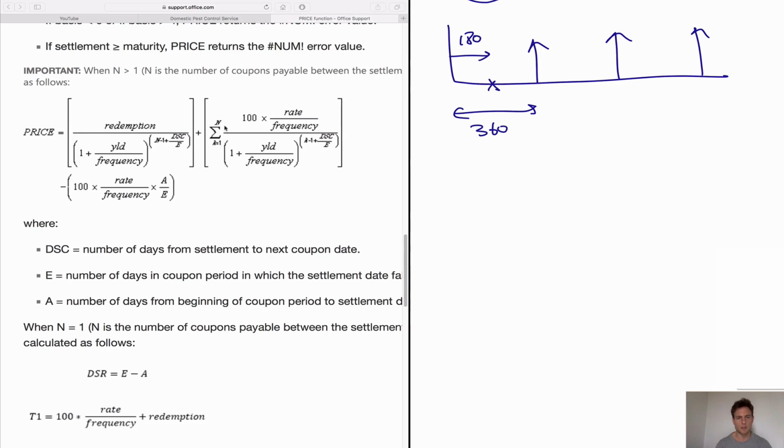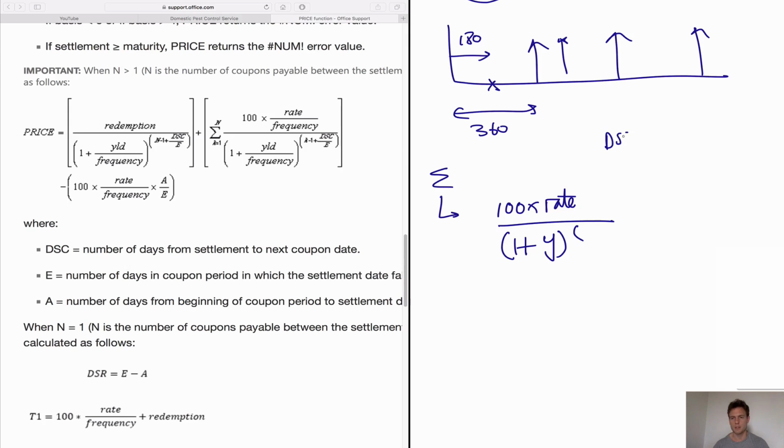So for the first cash flow, this is a sum, right? Sum of all the cash flows. So let's take the first cash flow. So basically K equals 1, right? So we're basically saying the first cash flow is going to be basically 100 times the rate, right? This basically gives us the actual amount that the bond is paying, right? Divided by, and again, this is the interesting bit, 1 plus the yield, right? Yield over frequency is 1, fine. To the power, K minus 1 plus DSC over E, right?